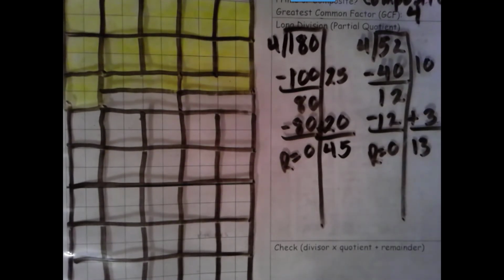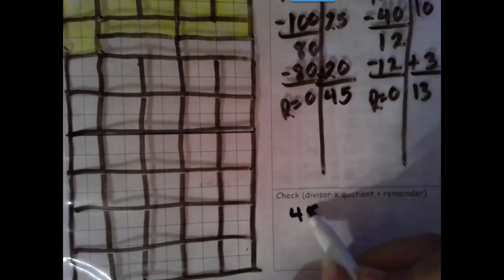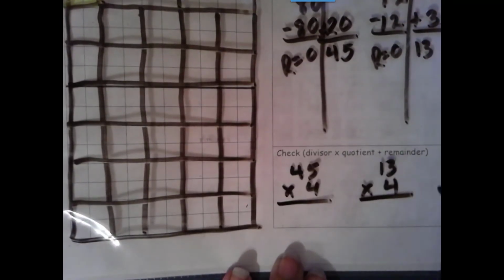Now I need to check. Divisor times quotient plus remainder. Since our remainder is 0 for both of them though, and the identity property of addition says when you add 0 it stays the same, I don't need to add the 0.